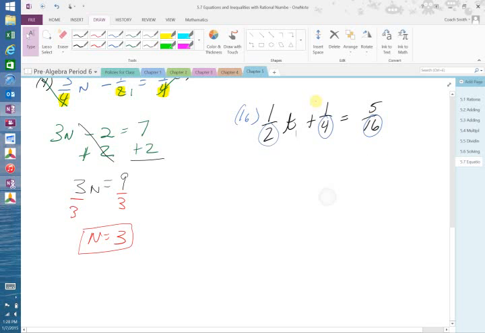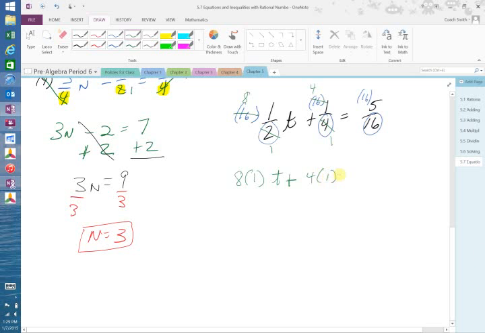We multiply everything by 16 because that's the common multiple. As we look at this, 2 goes into 2 once, and 2 goes into 16 eight times. So that's 8 times 1 t. Plus, 4 goes into 4 once, and 4 goes into 16 four times, so that's 4 times 1. The 16 and 16 cancel, leaving me with 5. So this is 8t plus 4 equals 5.